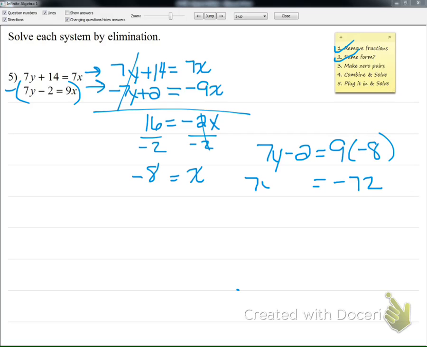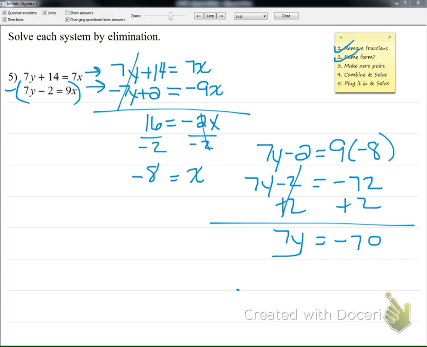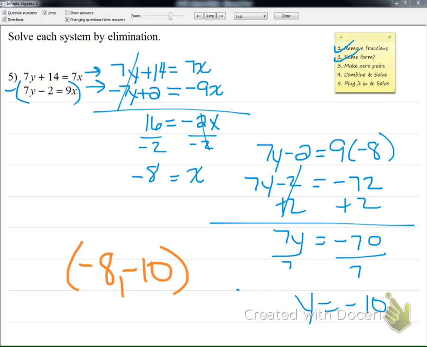So I'm going to simplify this. Add 2 to both sides. 7y is equal to negative 70. Divide both sides by 7. So y is equal to negative 10. Right, write your final answer. It should be 8, negative 10.